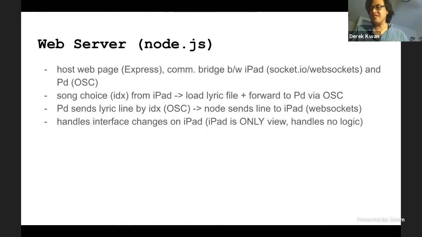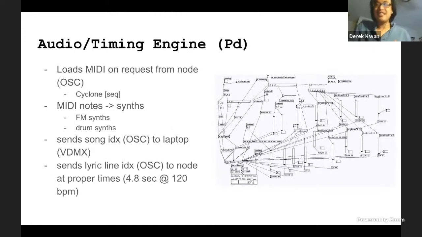So the iPad sent an index to Node, which in turn loaded the lyric file and told PD which MIDI file to load. PD then tells Node to send lyrics line by line via OSC. And as mentioned earlier, Node is handling all the logic for switching between the different screens, because I wanted to make the iPad as simple as possible. So if we can move on to the next slide.